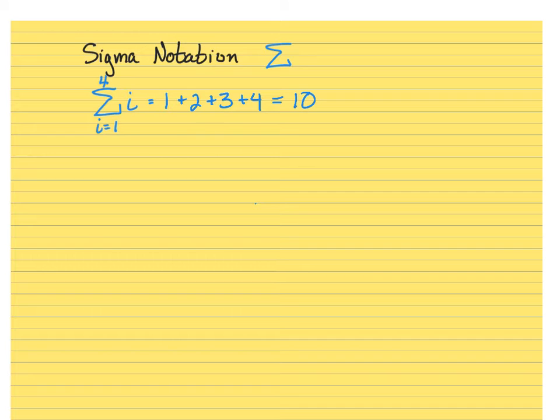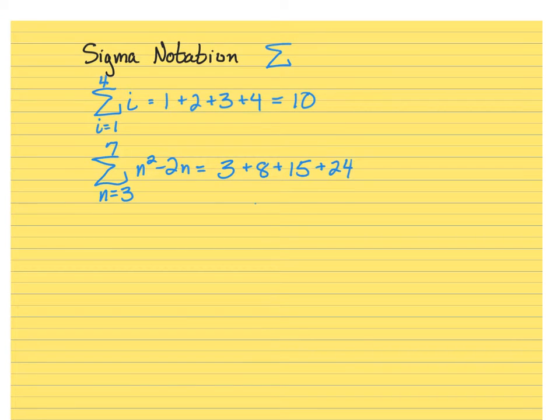All right, let's see another one. Sigma, and we usually use i's, but it could be anything. So it could be n equals 3 to 7 of n squared minus 2n. That's telling me to start by plugging in a 3. When you plug 3 into the formula, you get 9 minus 6, which is 3. Now plug in a 4, a 5, a 6, and a 7. Plug in a 4: 16 minus 8 is 8. Plug in a 5: 25 minus 10 is 15. Plug in a 6: 36 minus 12 is 24.